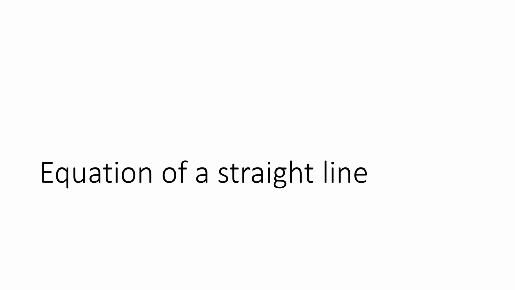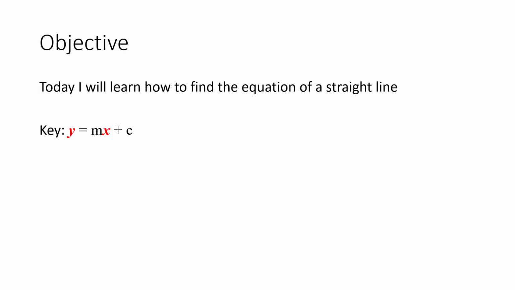So you have learned how to find the length of a line, the gradient of a line, and in part 3 of coordinate geometry, you will learn how to find the equation of a straight line. So the objective is finding the equation of a straight line.